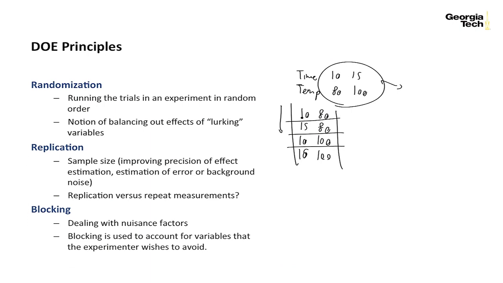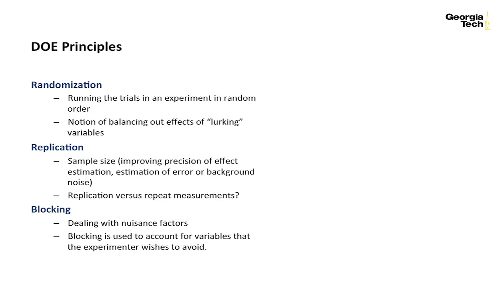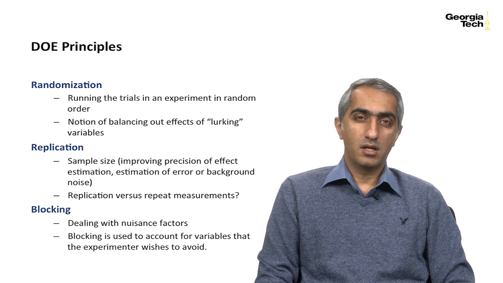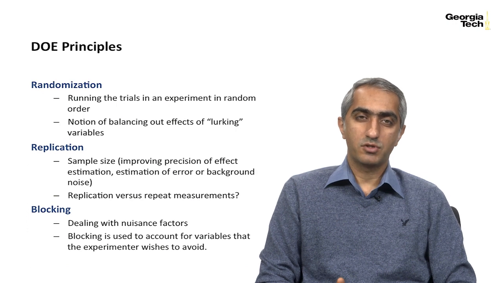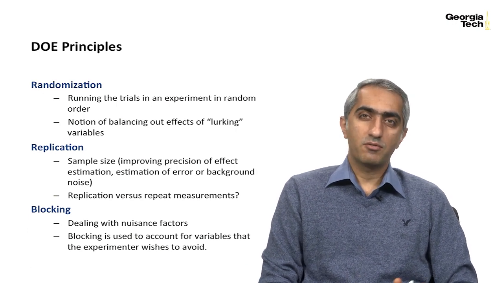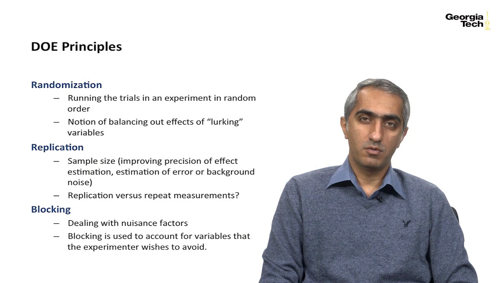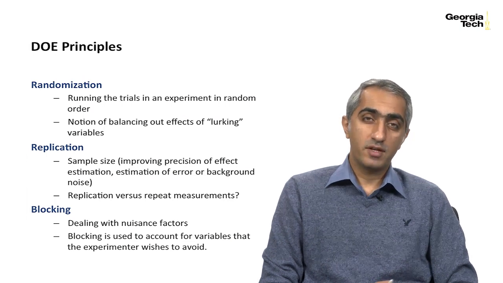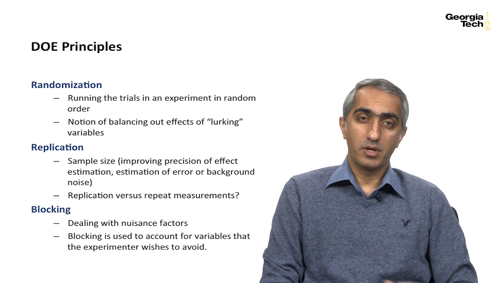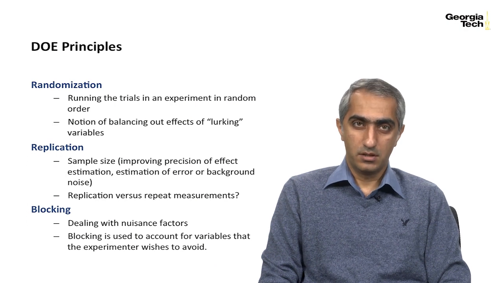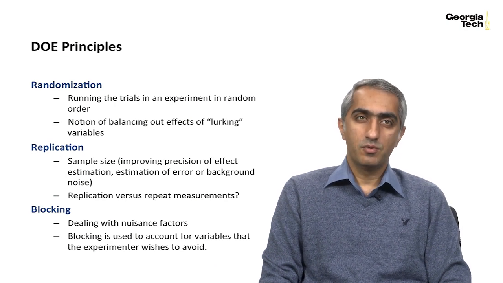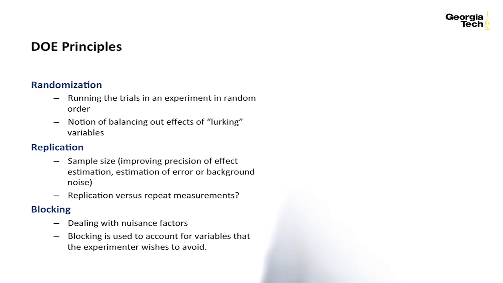Blocking is another one. We talked about blocking in the analysis phase. Sometimes we are interested in analyzing some factors. Let's say in our example, we want to see the effect of time and temperature. But there is another factor, the type of operator working with the machine, which could affect the experiment but is not of our interest. So we need to block that noise factor using blocking techniques. These are the three principles we need to be aware of when conducting the experiment, designing the experiments, and analyzing the results.